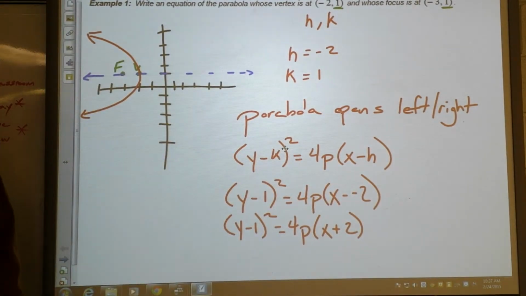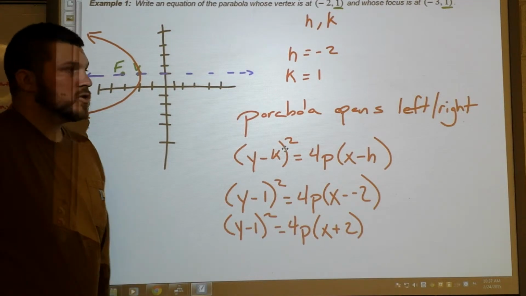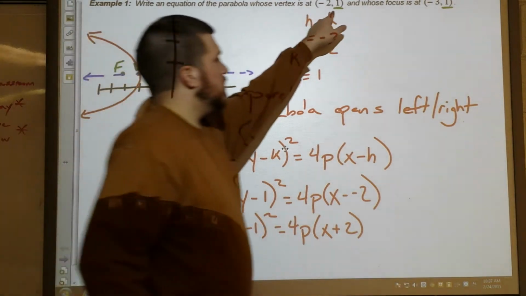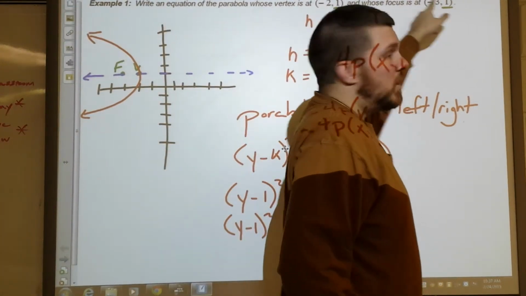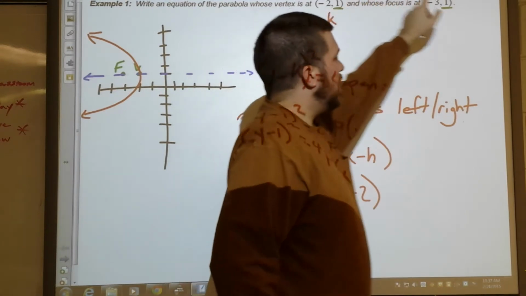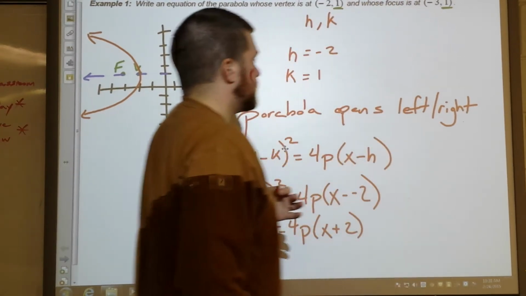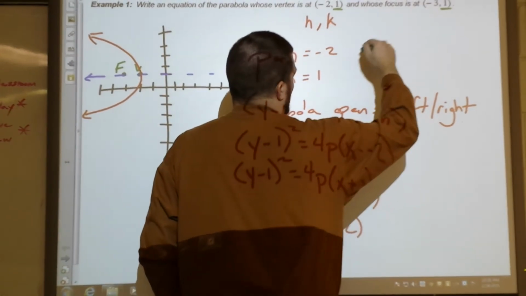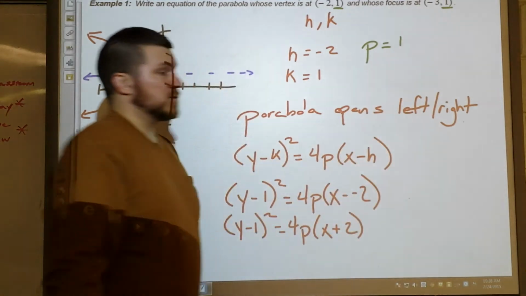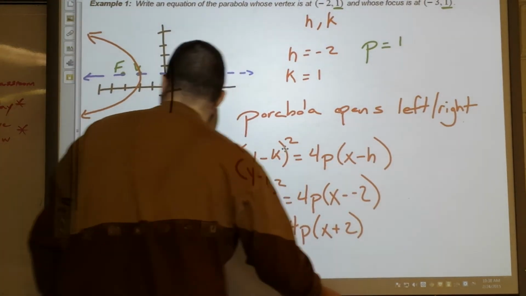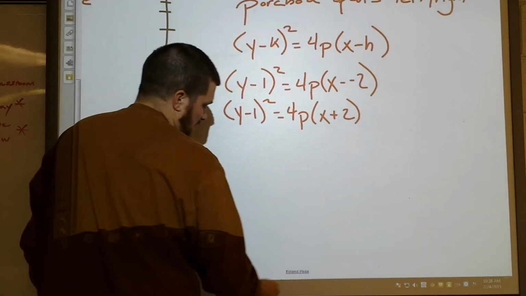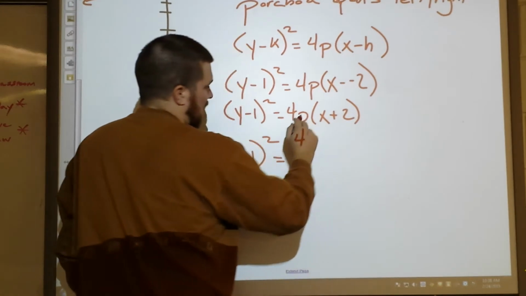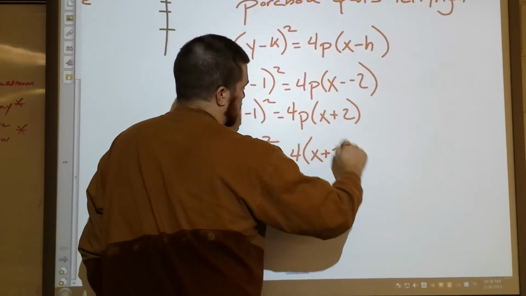Okay. We're almost done. The only thing left to do is to figure out now, what is my p value? Well, notice here, these 2 y values were the same. Whenever you have 2 y values or 2 x values that are exactly the same, that's your p value, if you're given the focus. So my p value is 1, because I was given the focus. So p is 1. So using that information, my final equation, (y - 1)^2 = 4 times 1, which is just 4, so 4(x + 2).